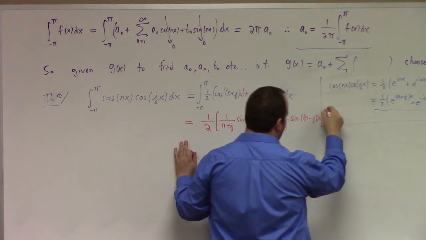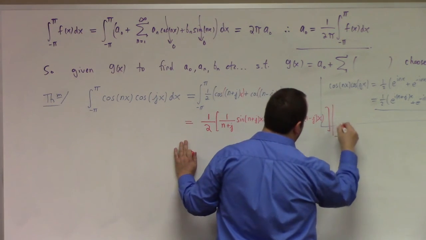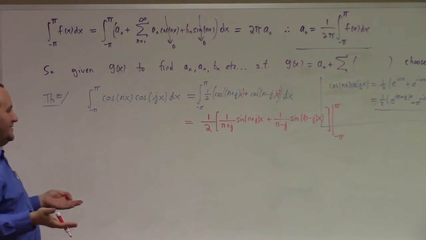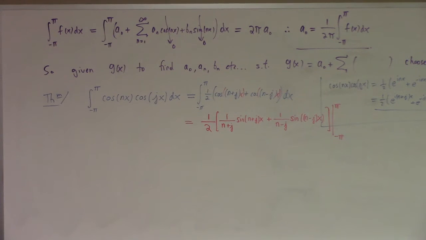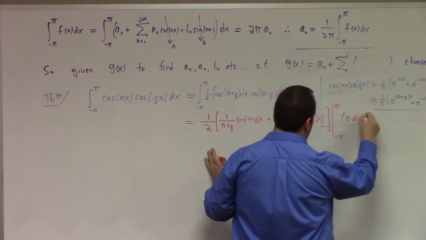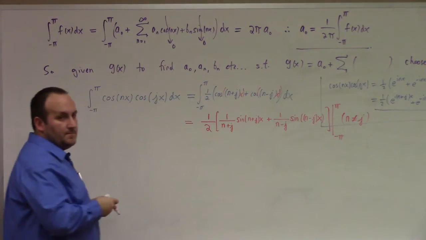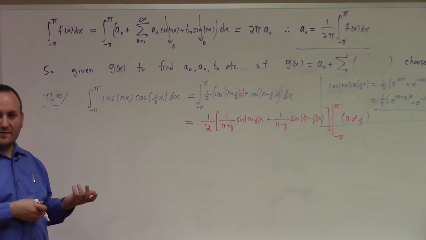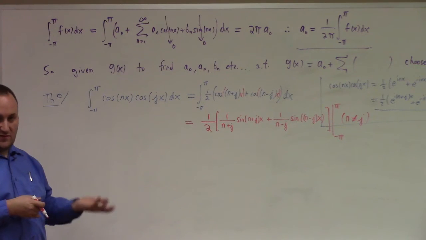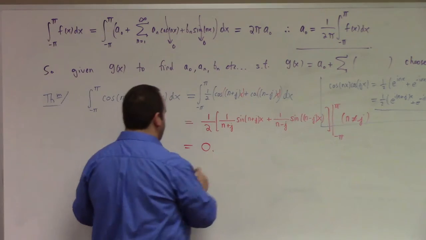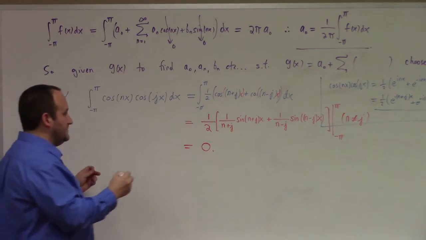All right, so minus pi to pi. Now, this calculation assumed something just now, right? I divided by n minus j, so this is for n not equal to j. That's the calculation I'm doing at the moment. And what happens? You've got sine of multiples of pi, so this is 0. Basically, we have this being 0 for n not equal to j.